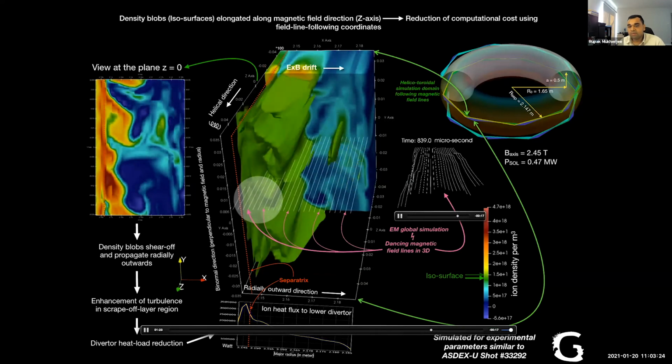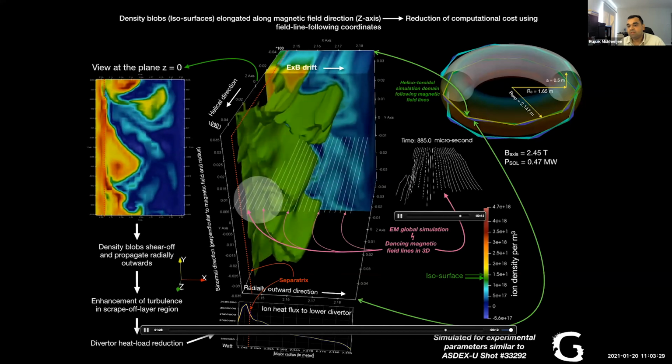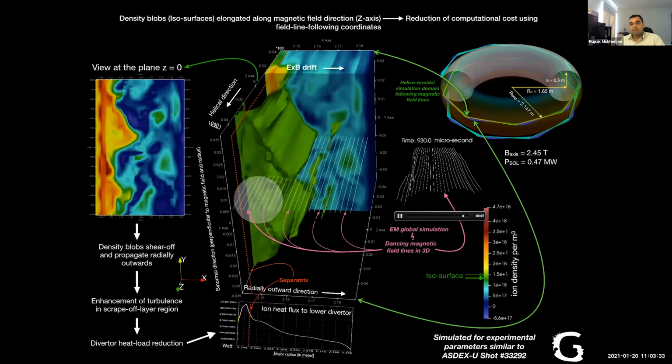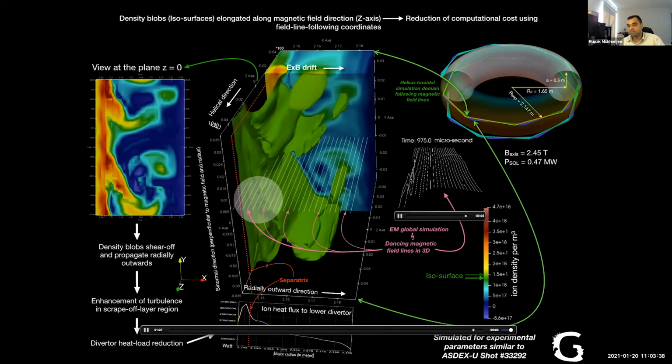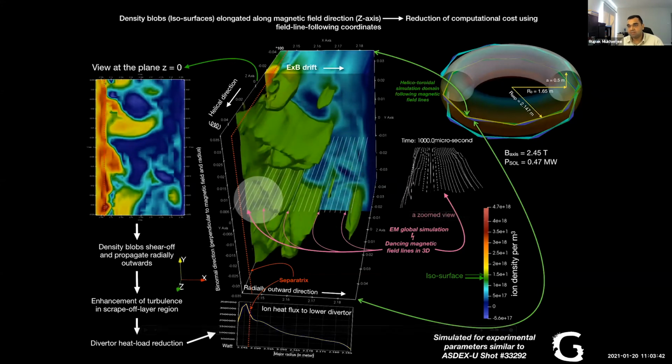This is fully electromagnetic. So this is 50 times enhanced fluctuation of the magnetic fields. These are the fluctuations that have been captured, and this is done for the realistic radius and power of the ASDEX experiments. This specific simulation has been done for parameters similar to ASDEX shot 33292.